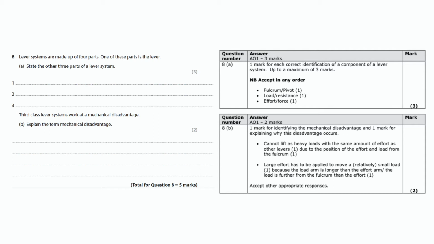Third class lever systems work at a mechanical disadvantage. Explain the term mechanical disadvantage. And this is a 2 mark answer. So if you put something along the lines of a mechanical disadvantage is when it takes a large amount of effort to lift a relatively small load, that would be 1 mark. And then if you said why, this is due to the effort arm being short, then that's going to be your 2nd mark. You don't have to have that word for word, but if you put something along those lines, then you're going to get the marks.